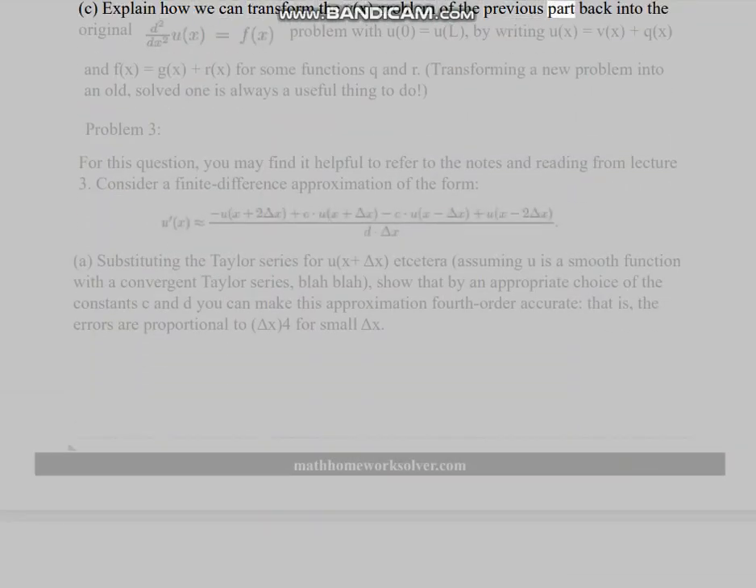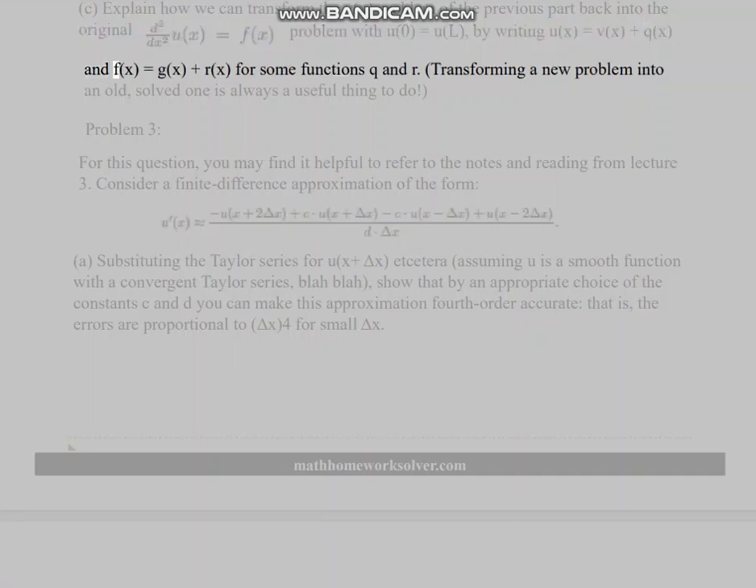C. Explain how we can transform the v(x) problem of the previous part back into the original problem with u(0) = u(L), by writing u(x) = v(x) + q(x) and f(x) = g(x) + r(x), for some functions q and r. Transforming a new problem into an old, solved one is always a useful thing to do.